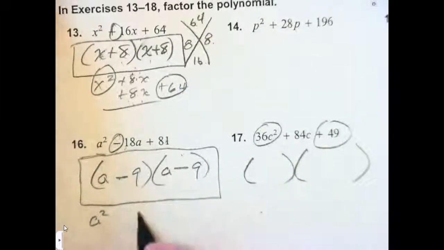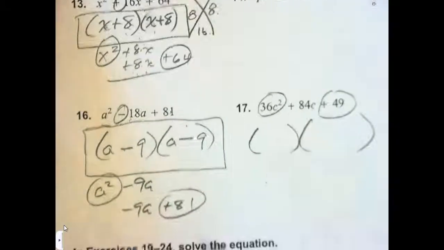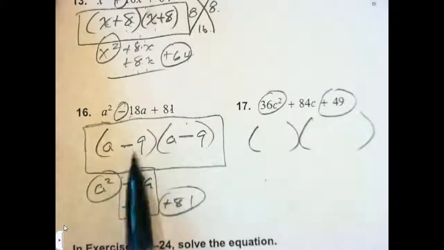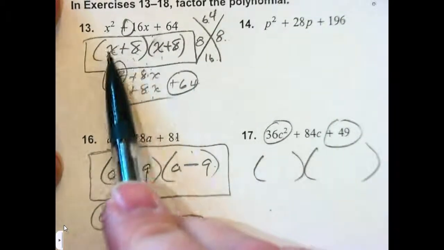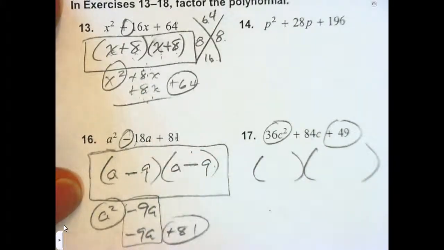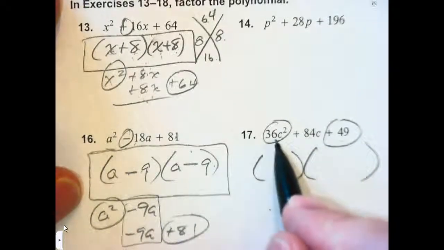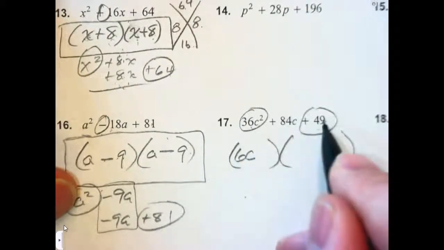This is a squared, negative 9a, negative 9a, and positive 81. There's our perfect square and our perfect square. You have to have two negative 9a's. You have to have two positive 8x's. Everyone see that? Question? It'll always work if, when you're done, so like on this one, what's the square root of this? 6. What's the square root of this?